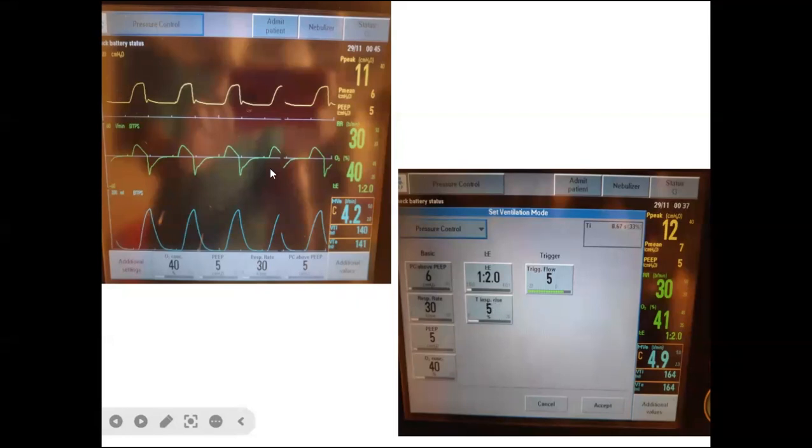So T inspiratory rise is the determinant of the slope. Whether the slope should be very steep or a little lower slope. So if the T rise is 5, your slope is like this. If you increase the T rise to 15, what will become the slope? Will it become more towards the left side or the right side?